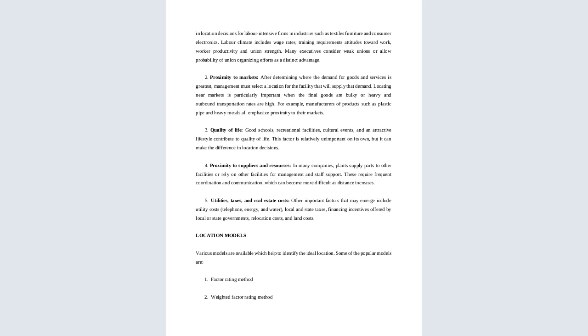Another thing is proximity to suppliers and resources. Proximity to suppliers and resources means that the company can easily get the raw materials that they need for their processes to be effected. One thing is utilities, taxes, and real estate costs.